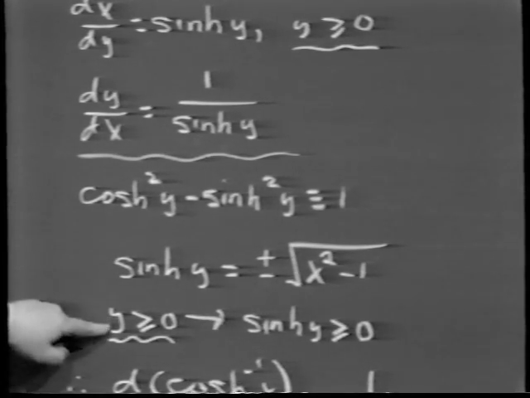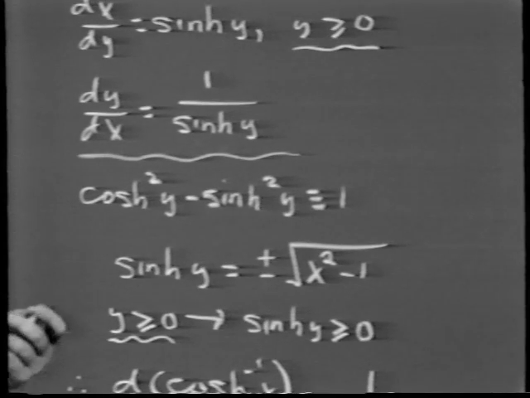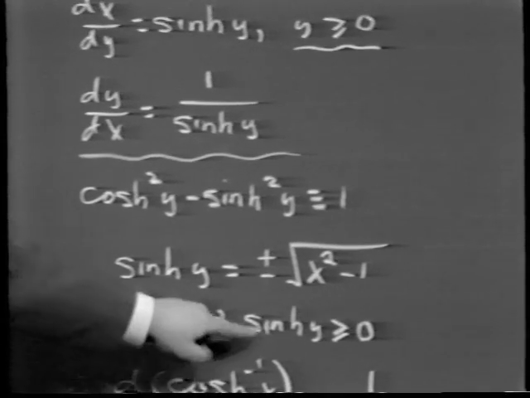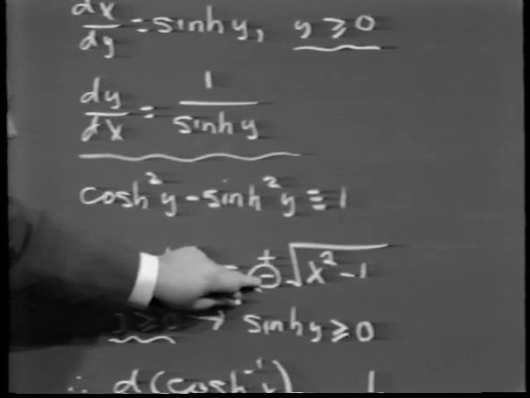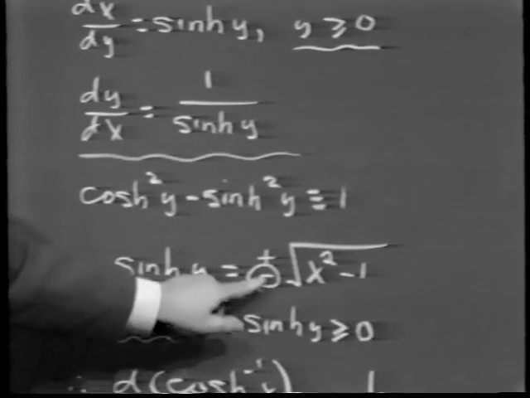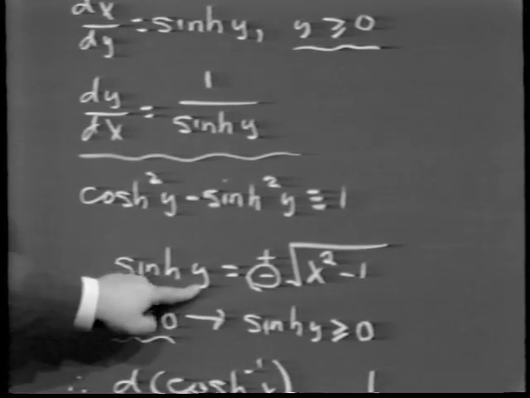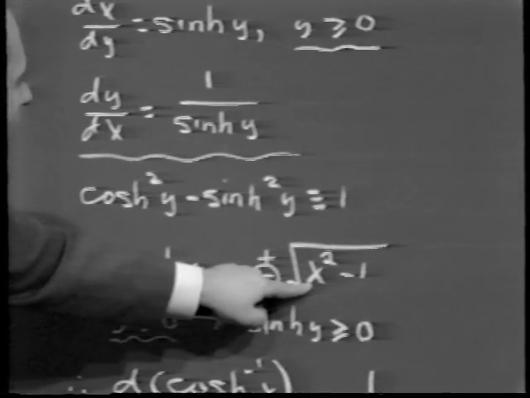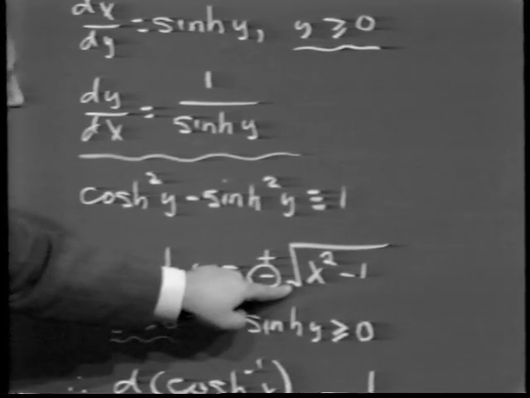Once we assume that y is non-negative, remember that sinh y is positive for positive values of y and negative for negative values of y. Consequently the restriction that y has to be at least as big as 0 forces us to accept that we can get rid of the minus sign here. And so we wind up with what? Sinh y is the positive square root of cosh squared y minus 1, but cosh y is x in this problem. In other words, sinh y in this problem is the positive square root of x squared minus 1.